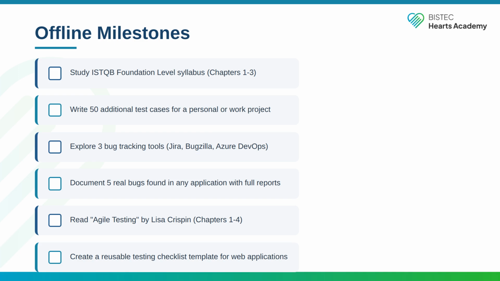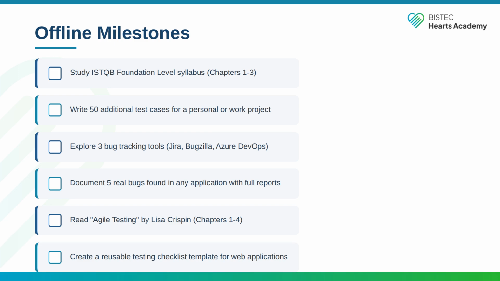Write 50 additional test cases for a personal or work project. Practice makes permanent. Pick any application you use daily, a banking app, a food delivery app, your company's internal tool, and apply EP and BVA to every input field. You will reach 50 faster than you think.